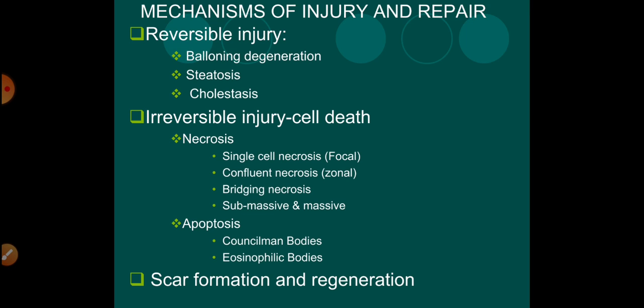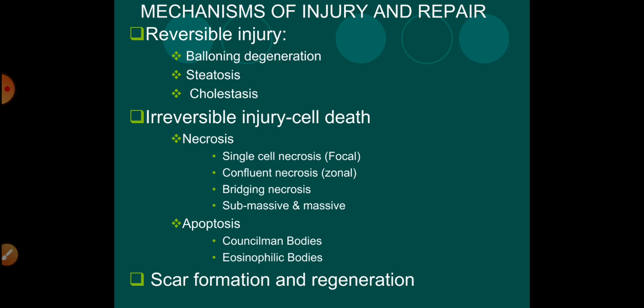Mechanism of injury and repair. Depending on the type of injury, the duration of injury, and the severity of the injurious agent, the injury to the liver cells, the hepatocytes, could be a reversible injury or an irreversible injury. Reversible injury can be seen as ballooning degeneration, steatosis, and cholestasis.